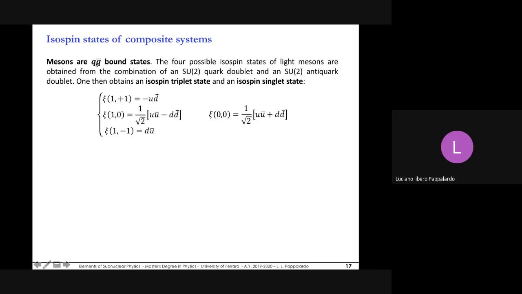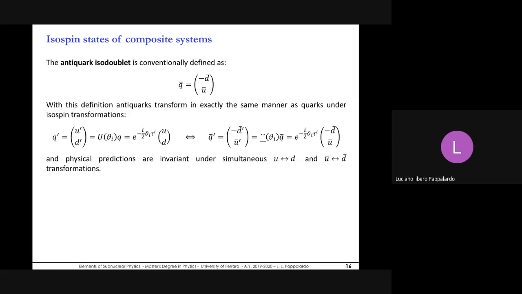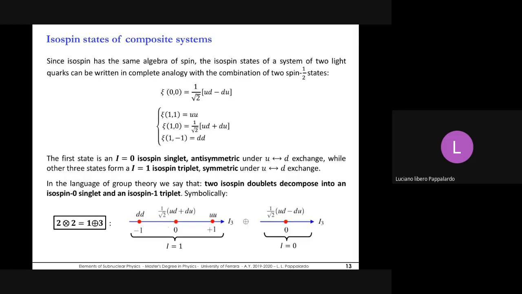You now combine a quark with antiquark isospin doublets. And then one obtains the following states: an isospin triplet state and an isospin singlet state, defined in this way. So the difference with respect to what I was showing before, let me go back here, is that this was only for quark doublets, up and down. There are no antiquarks here.